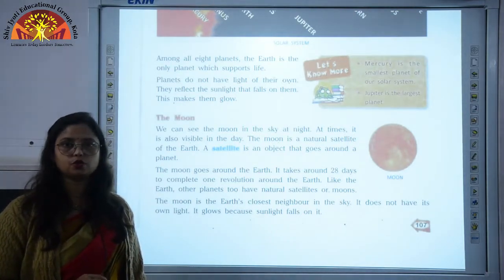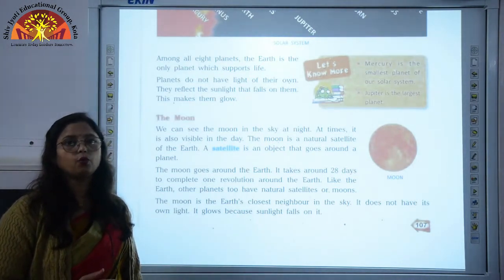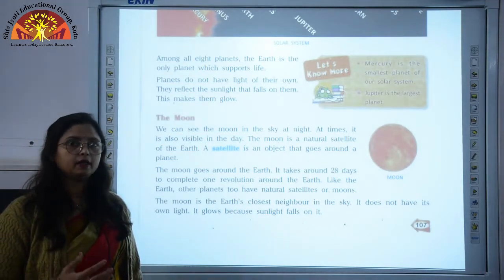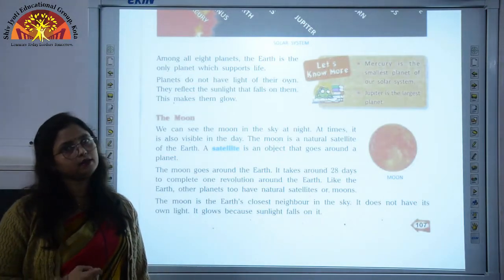Now the moon also does not have its own light, similar to the planets, as planets also do not have their own light. So what do they do? They reflect the light of the sun which is falling on them. That is why we can see them, or they appear glowing in the sky.